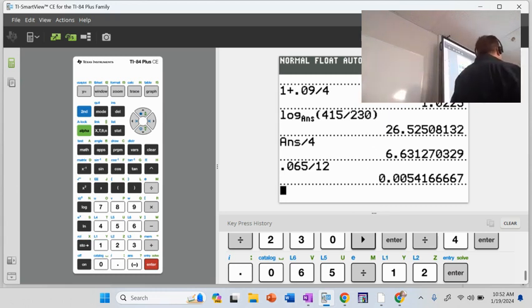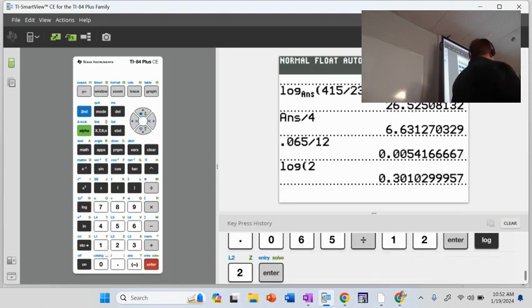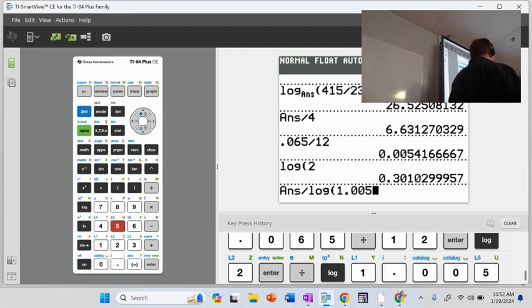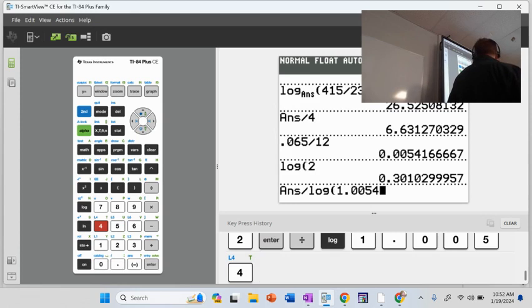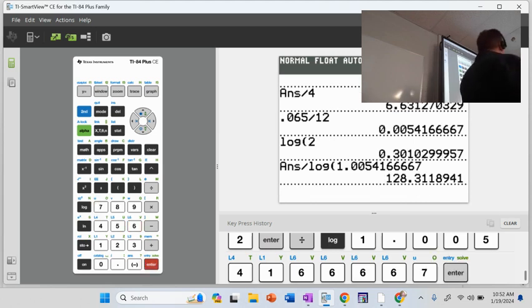So what was the numerator? 2, right? So log of 2, correct? Enter, and then divided by, I almost forgot that. I did forget that one time. Log of, well, I see that there, and it's not 0.0. I should have added 1 plus. So it's 1.005 and I am not rounding. 4, 1, 6, 6, 6, devil 6, 7. Enter.